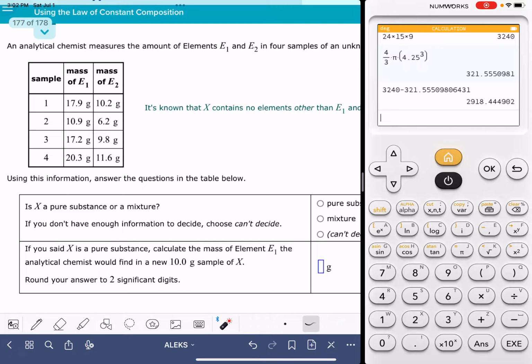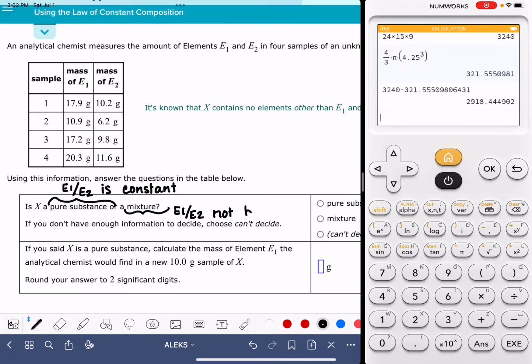If X is a pure substance, then the ratio of the elements, E1 to E2, is going to be the same or constant for all 4 of these samples. So if we have a pure substance, the ratio of E1 to E2, E1 divided by E2, will be a constant. It will be the same for all 4 of these samples. If we have a mixture, then E1 to E2 will not be the same for all 4 of these samples. So let's begin by dividing E1 over E2.